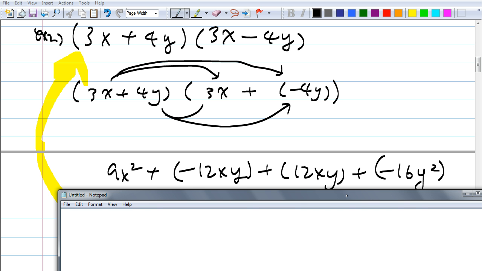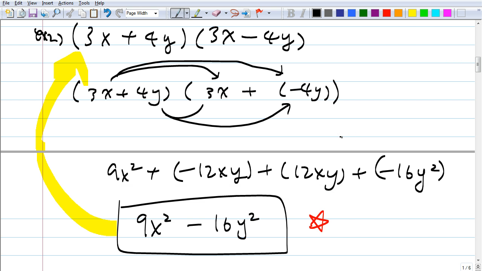Negative 12xy, 12xy cancel out. Yeah, they go away, and then we just get 9x squared minus 16y squared. How many people got this? Raise your hand. Good. Do you see how the middle terms cancel out?